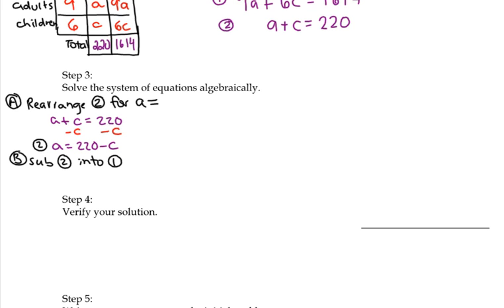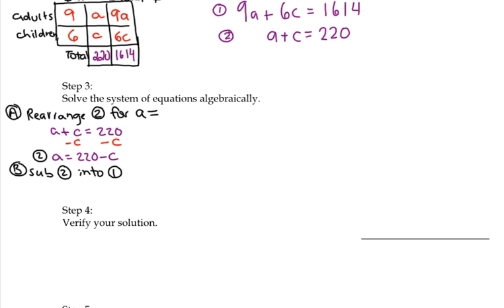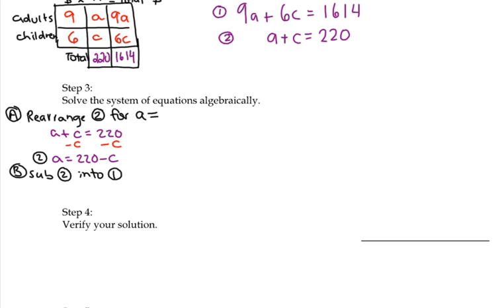So if you rearrange 2, then we have to sub into 1, the other equation. Now, you don't have to rewrite the equation. You can go straight to subbing. So we rearranged for A, so I can go straight to 9 times my new A, which is 220 minus C, plus 6C equals 1,614. However, it's kind of helpful writing out the equation and circling the variable you're replacing so you don't make a mistake there. But you don't have to do that.